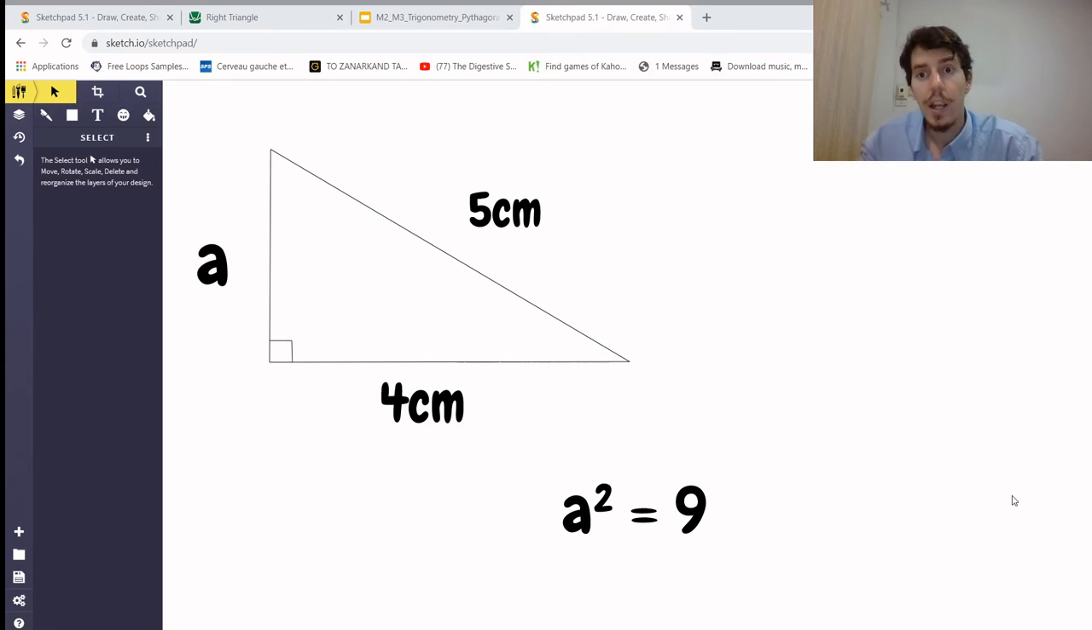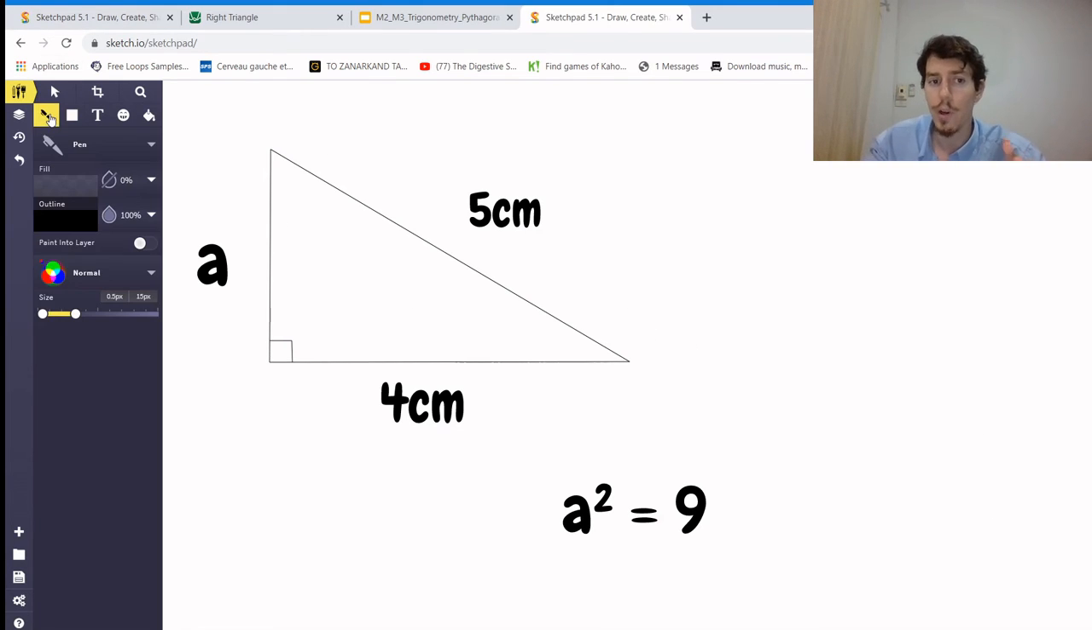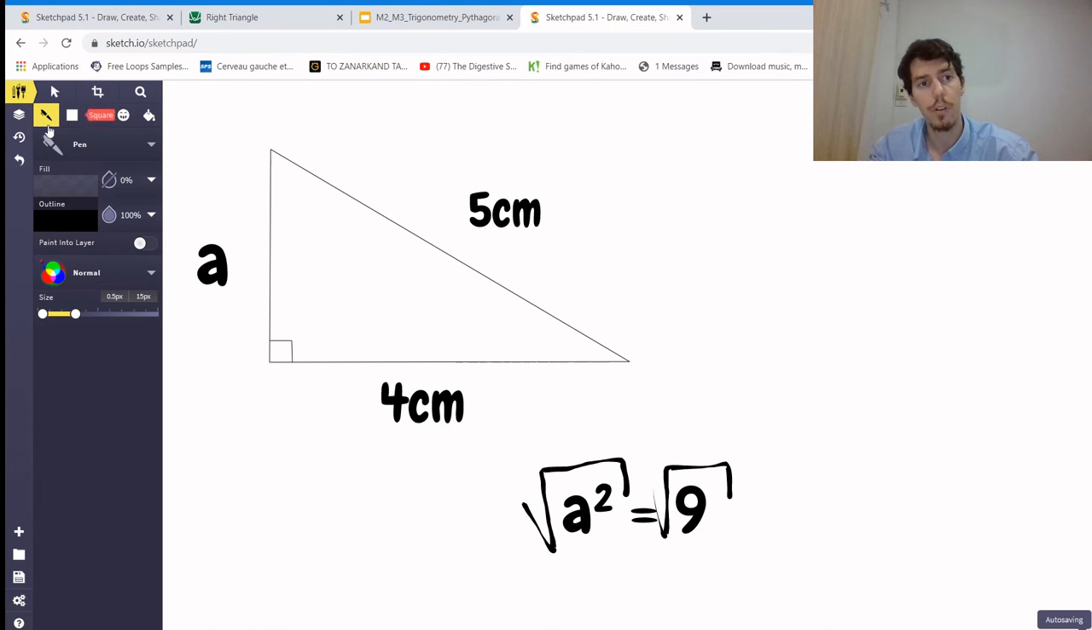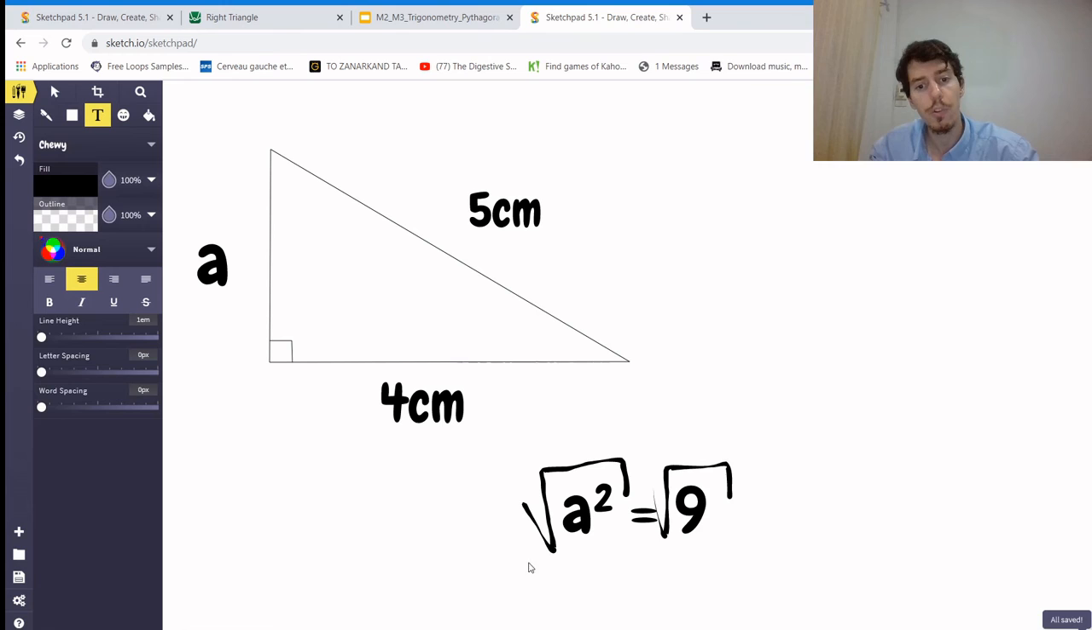Now it's the same thing as the example before. We have a squared, but we don't want a squared. We want to know a equals something. If we don't want the square, we take the opposite, the square root. I take the square root on the left, so I have to take the square root on the right too. The square root of a squared is a, so that's cool. That's what we want. We want a equals something.